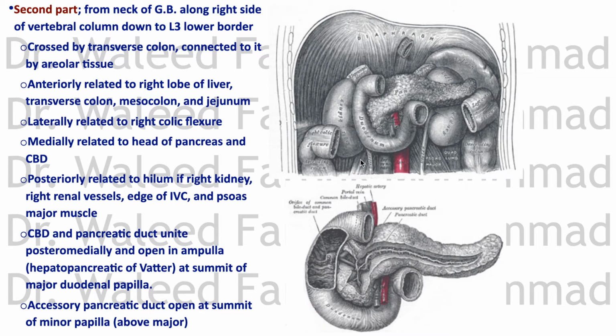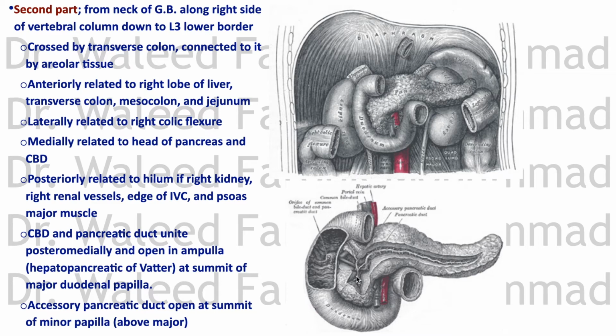The common bile duct descends behind the first part, then becomes posteromedial to the second part and joins the main pancreatic duct, as you can see here, to form the ampulla of Vater. It opens at the summit of the ampulla as it pushes the mucosa of the duodenum to form the major duodenal papilla. So the major duodenal papilla receives the opening of both the joined common bile duct and the main pancreatic duct.